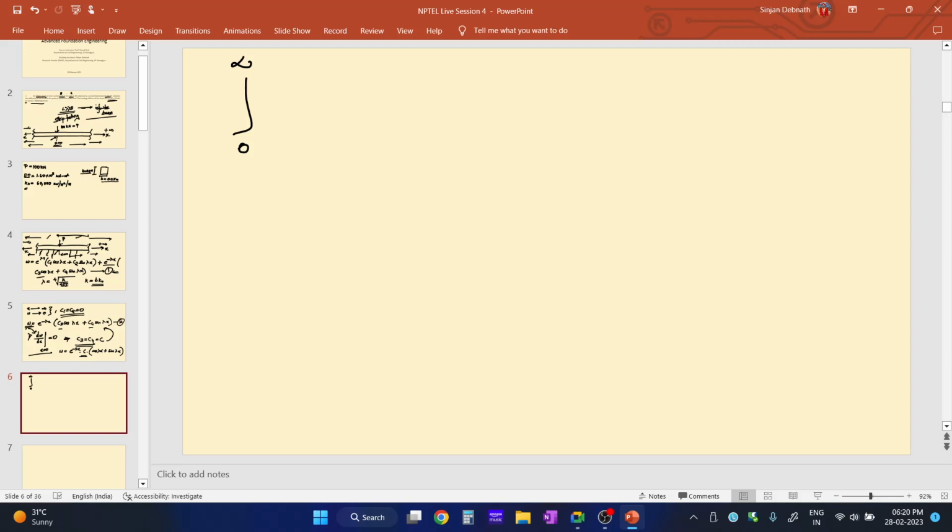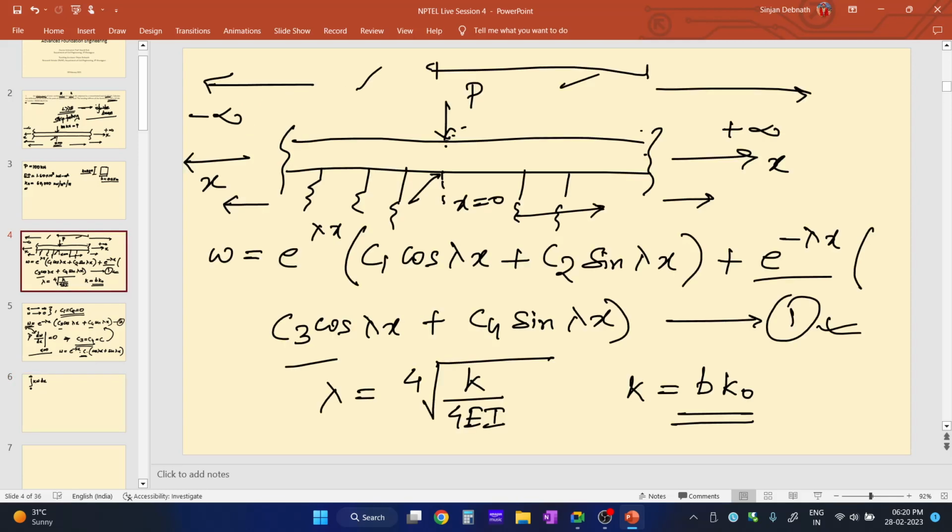What is the reaction force? That is k, the subgrade modulus, into deflection, dx. Now the reaction forces will be opposed by the point load. The whole P is acting over the whole length, so the reaction forces acting on this part are being counteracted by P by 2.